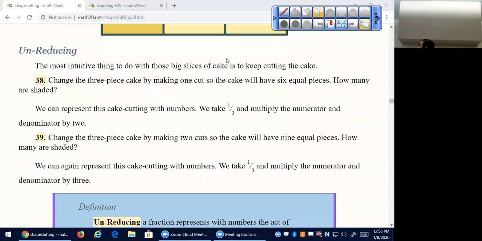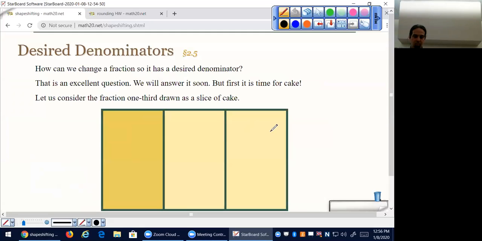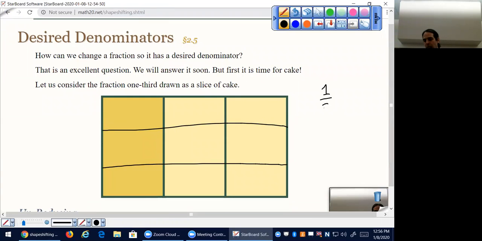What about if we take the 3-piece cake and make 2 cuts? Again, pardon my artwork. So we started with 1/3. Now we have 1, 2, 3. And how big are those? They are 9ths, because there's 9 of them there.